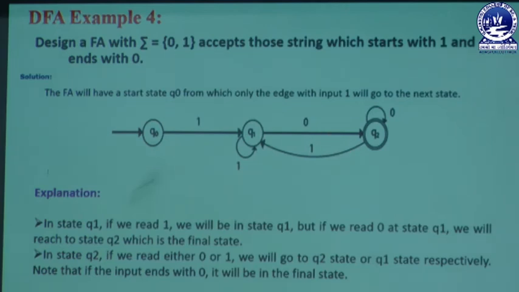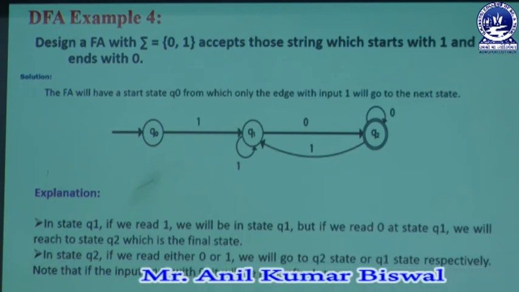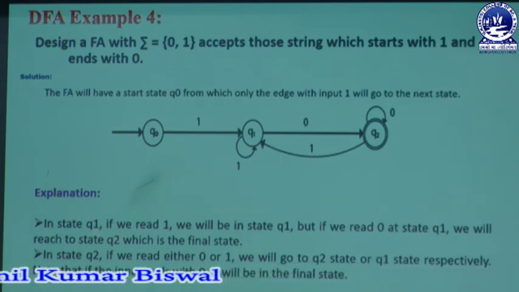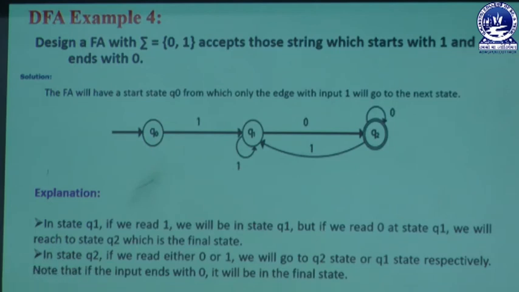That means Q2 can take a parameter like 1, and then it is forwarded to Q1. In this way we can create string values, which is already explained in the explanation part. In state Q1, if we read 1, then we stay in state Q1. But if we read 0 at state Q1, we reach state Q2, which is the final state.